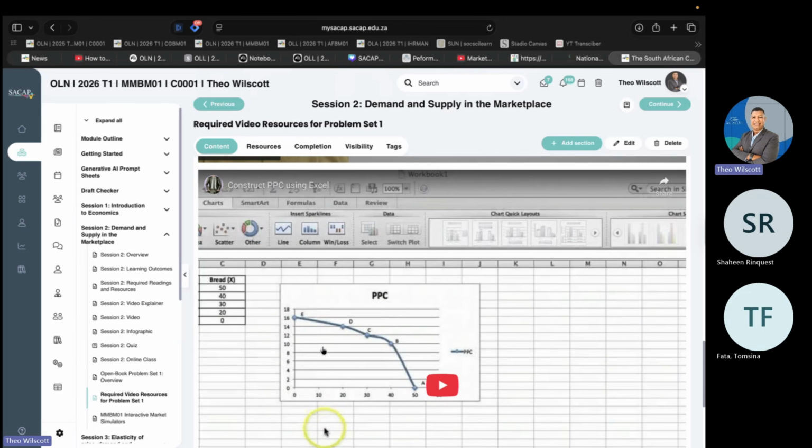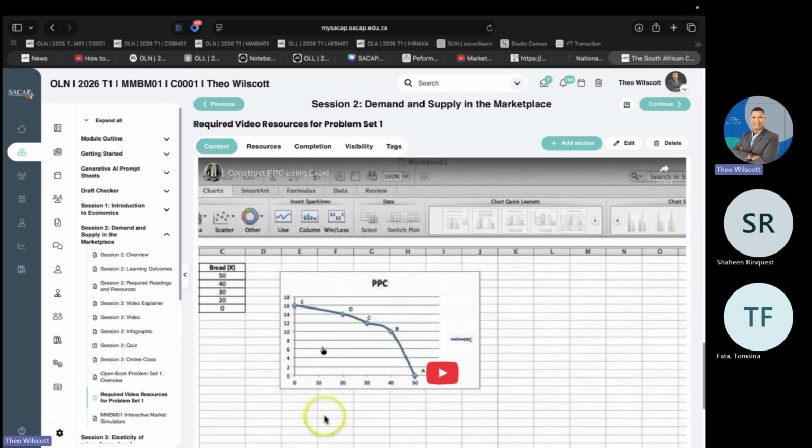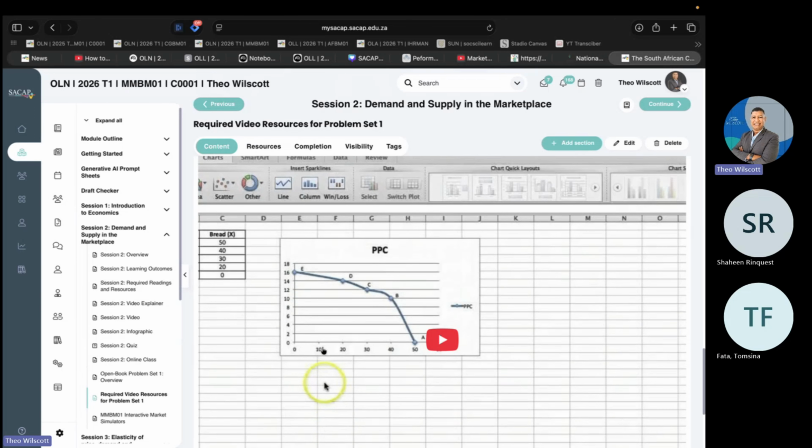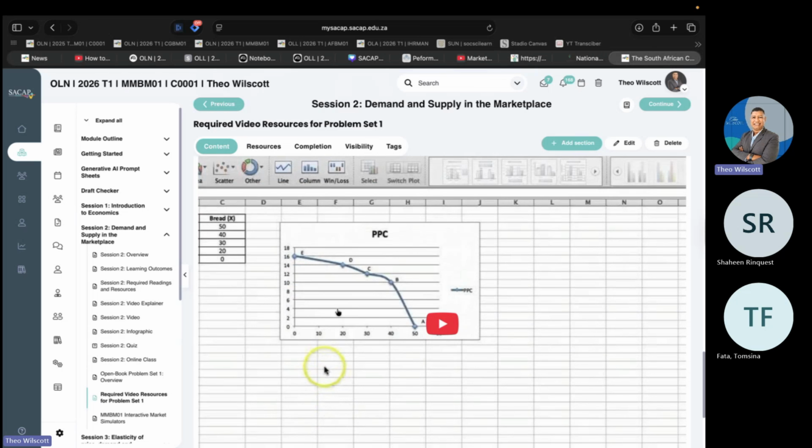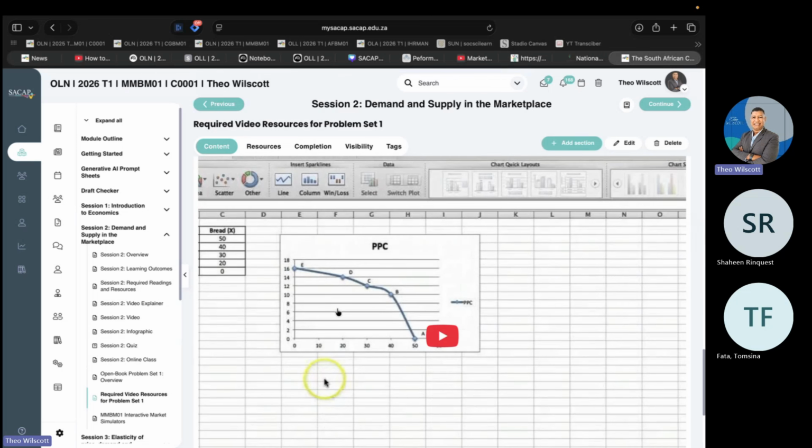You don't need to buy that Excel handbook. It's not entirely necessary. Your main textbook is sufficient.